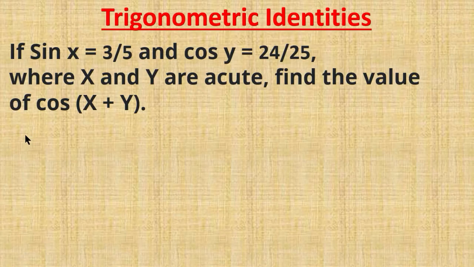Today we'll see this question on trigonometric identities. If the sine of x is equal to 3 over 5 and the cos of y is equal to 24 over 25, where x and y are acute angles, we have to find the value of cos(x + y).